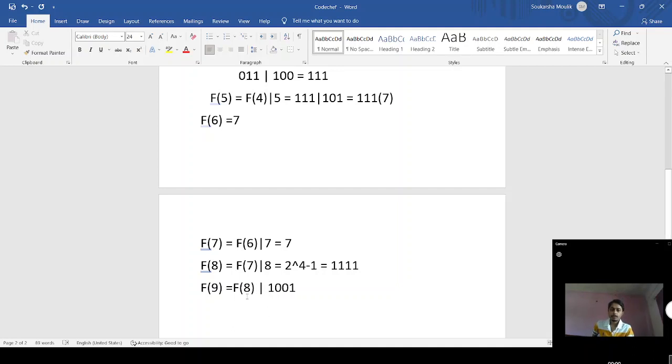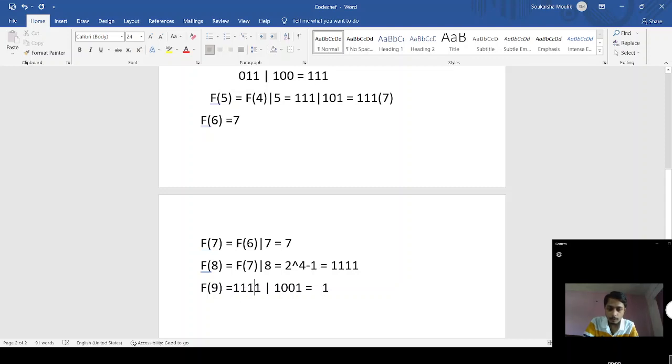Okay, so f of 8 is what? F of 8 is 1111. So whatever comes in this position, may it be 0 or 1 in the second number, that is the LSB of the second number, the resulting LSB will be 1. That is, the LSB of this answer will be 1. Similarly, for this bit also, the resulting bit will be 1. For this also, for this also.